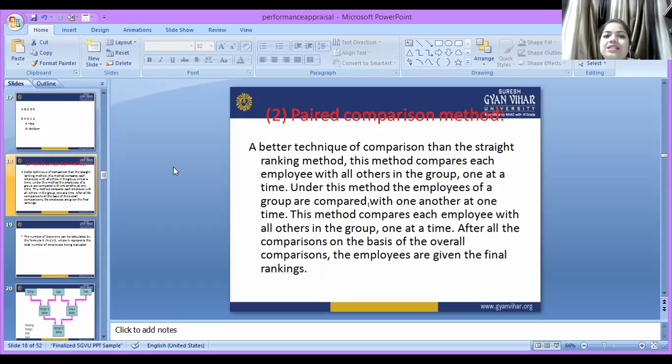Okay, so this is a very easy technique. We can compare one person, and we can compare a group of employees at the same time. After all the comparisons, on the basis of their overall comparison, the employees are given the final ranking. That means those who got the good ranking, the highest effectiveness or highest marking in that method, so according to that, we will get the final ranking basically.